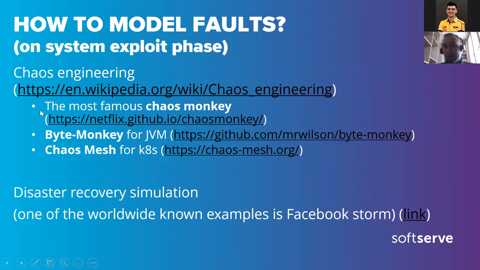The most famous one is Chaos Monkey. This is a special tool, and I think probably you know it. What does it do? It goes through your services and turns them off in random order for some random time. And what it gives you is an understanding of how, for example, your autoscaling works, and how your API gateway works when service is unavailable but it thinks that the service is still available, and things like that.